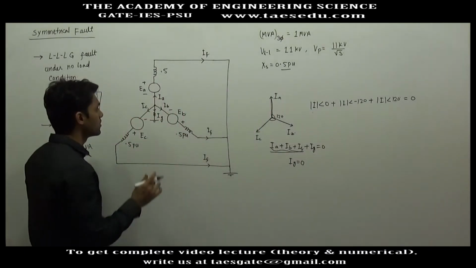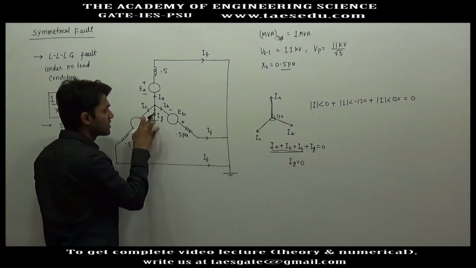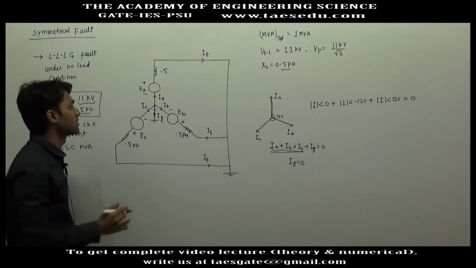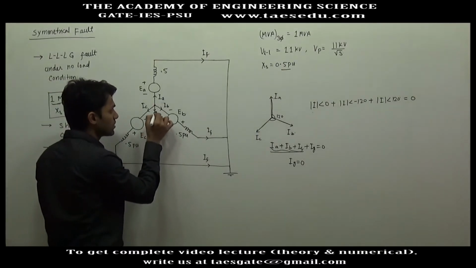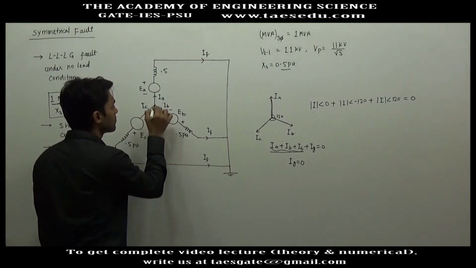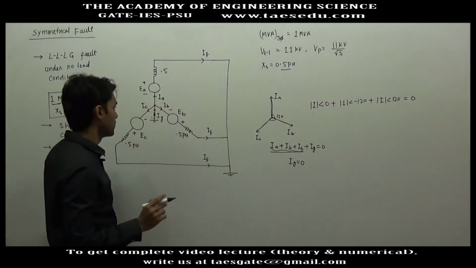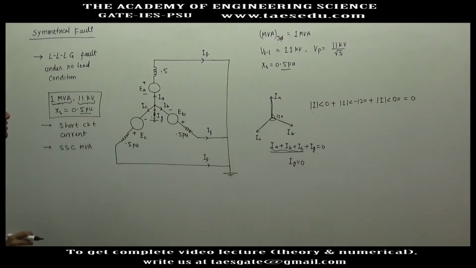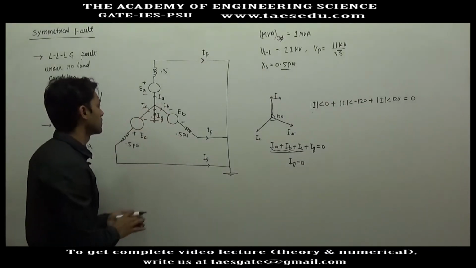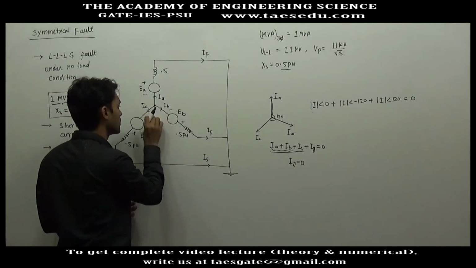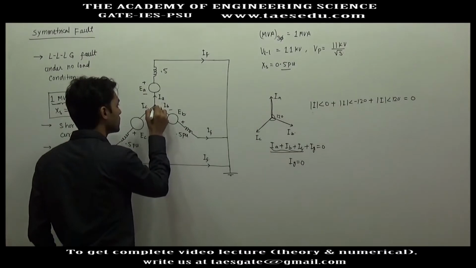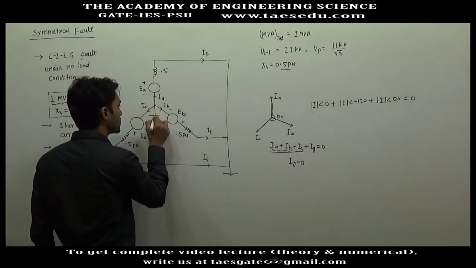If IG is 0, no current is flowing in this resistance, so the potential drop in this resistance will be 0. This is connected to ground, there is no potential drop across this resistance, so this neutral point will be at the same potential as the ground. So in the balanced condition, we can assume the neutral is at ground potential.